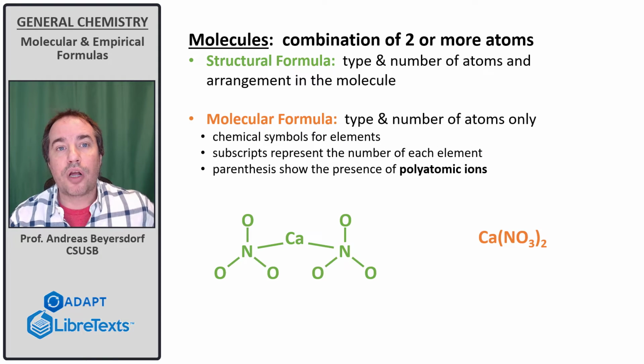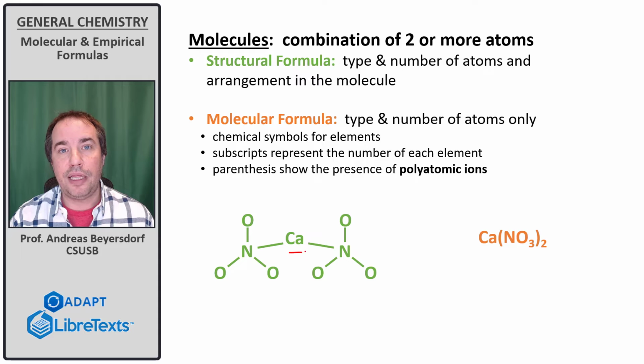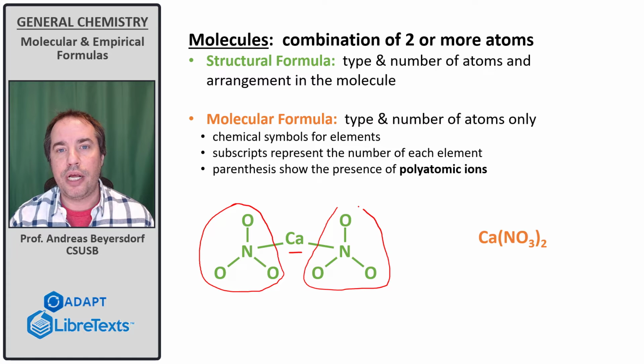We can also have more complex molecular formulas. For instance, calcium nitrate here has a calcium in the center, and then on each side of that calcium is bonded a nitrate group. And nitrate, NO3, is what we call a polyatomic ion. It is an ion, a charged molecule with more than one atom. And so nitrate is actually NO3 minus.